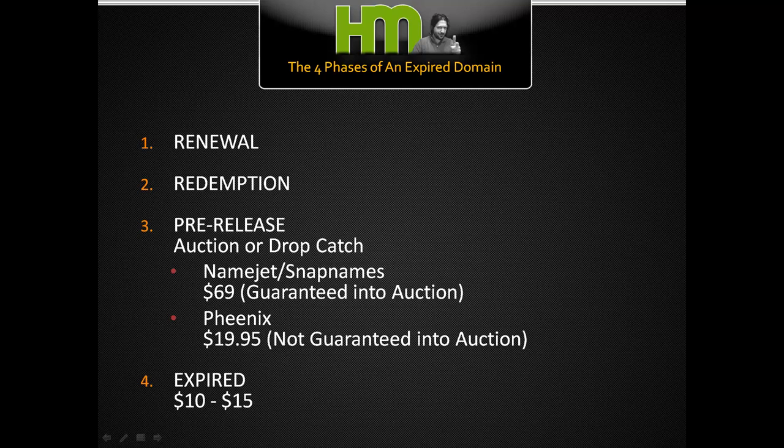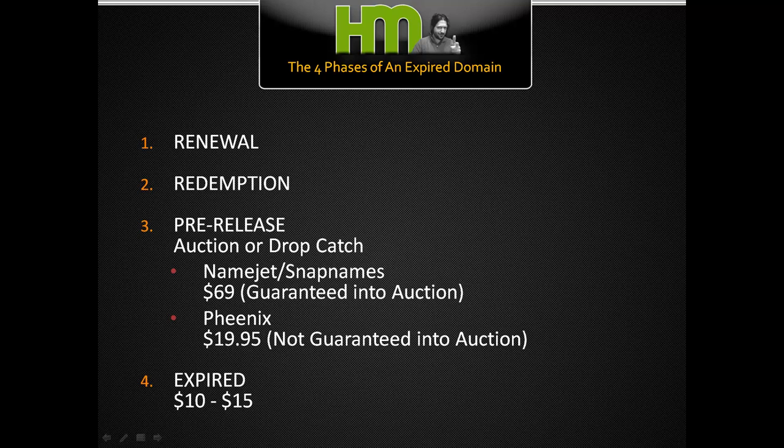The danger of using Phoenix is that if someone else, anywhere on any other registrar, does put in a back order, you are automatically eliminated from getting the domain and you don't get into the auction with Phoenix. So putting a back order into NameJet is like an insurance plan, saying I like the domain so much that I want to be guaranteed into the auction, and you pay an extra, what, $40 or $50 for that. Whereas with Phoenix, you're saying, look, I only want to catch this domain if no one else puts a back order on it. And for that, you only have to pay $20. So there are a couple of different scenarios there, and they're both important to understand what's going on.